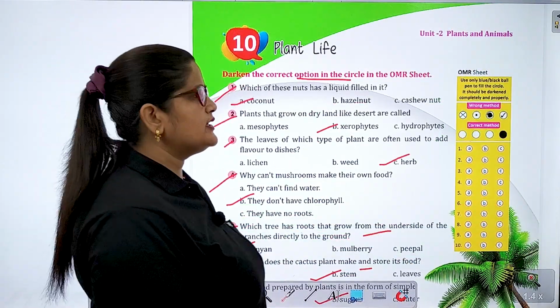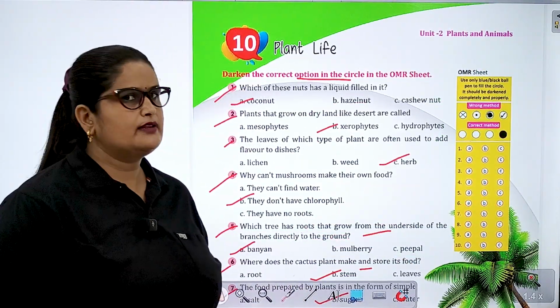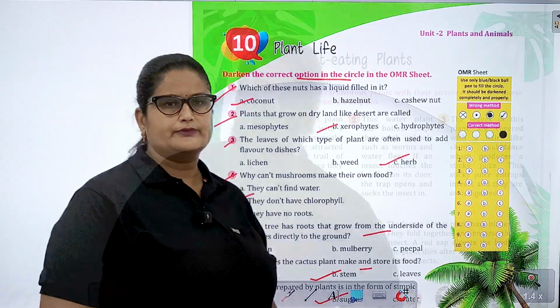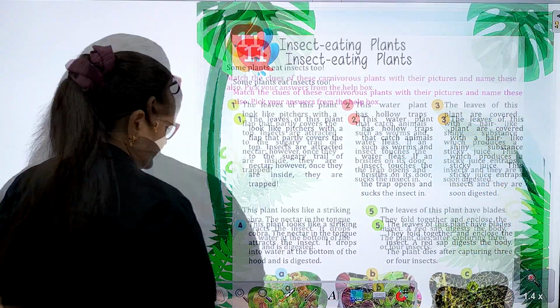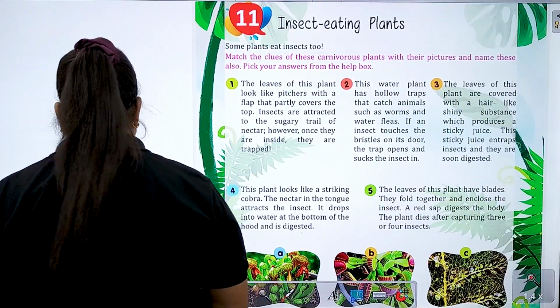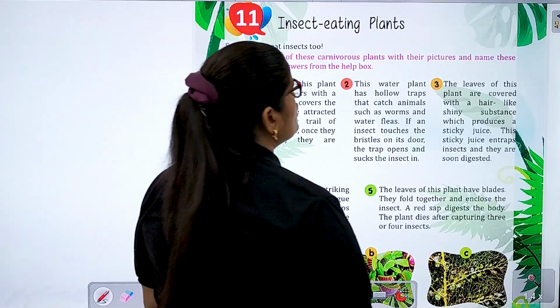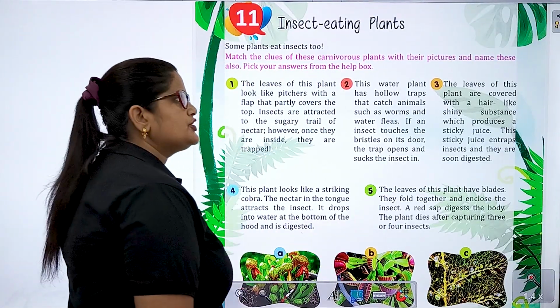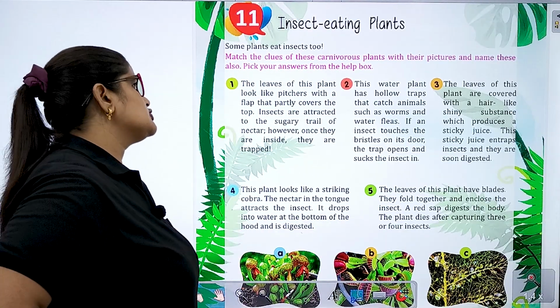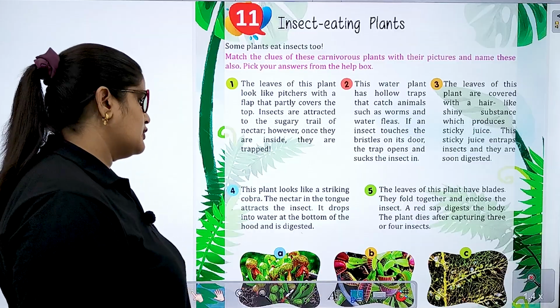So everyone, this chapter is done. Now let's begin the next chapter, chapter number 11. Insect eating plants. Some plants eat insects too. Match the clues of these carnivorous plants with their pictures and names. Pick your answer from the help box.